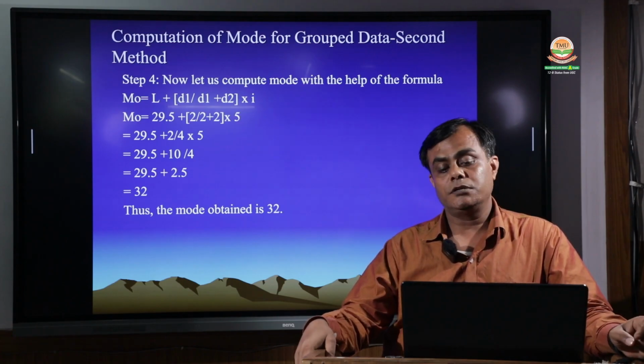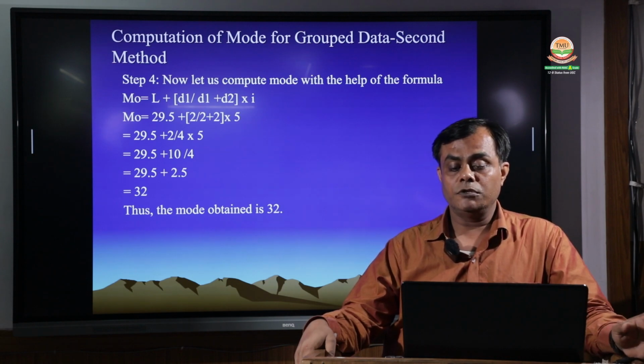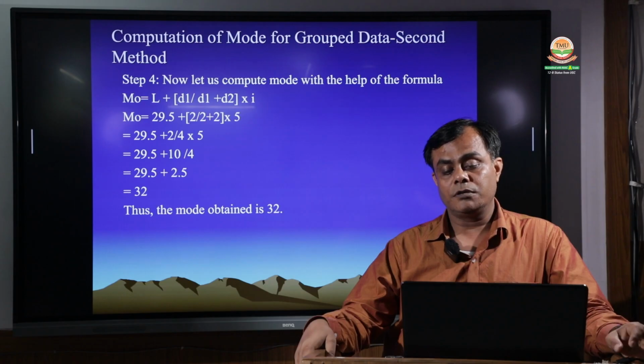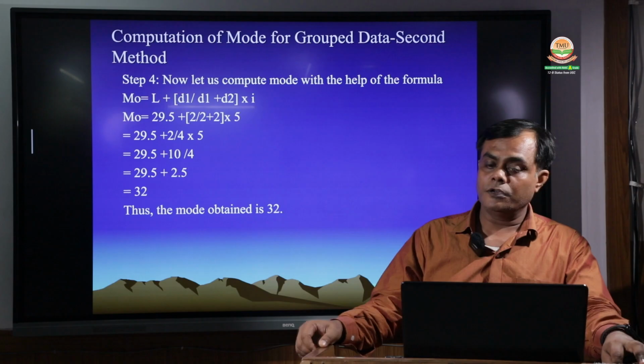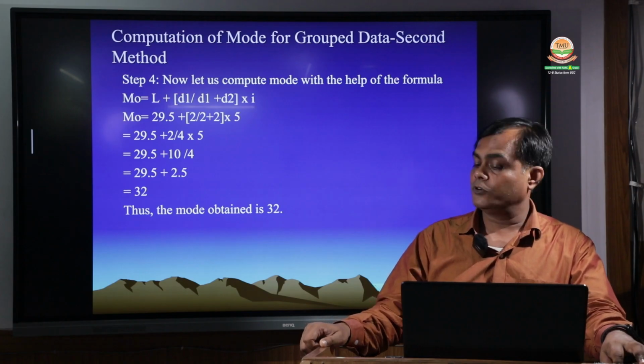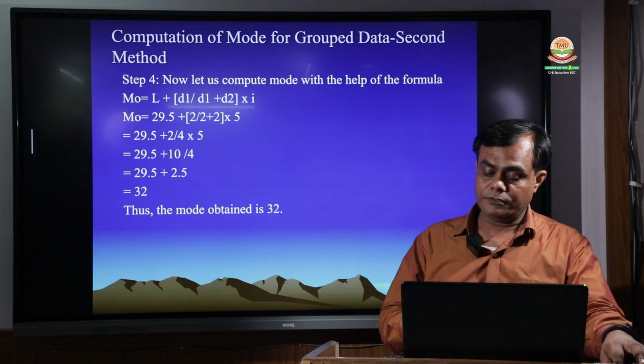So we can say that the mode value is 32 for the grouped data by the second method. So by the second method, the grouped data mode value is 32. We can see this in the slide.